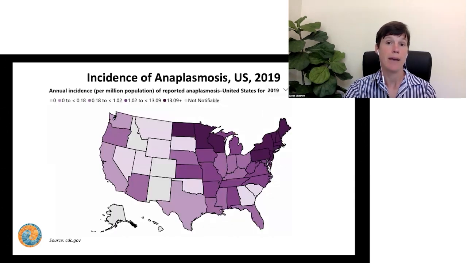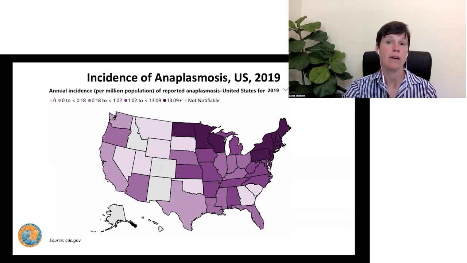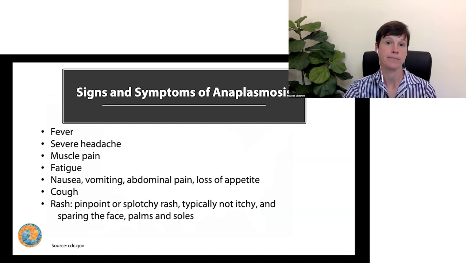So here we have the map. The darker the purple, the more cases or higher incidence of anaplasma is seen. The Northeast and the North Central states are the top areas. And so here are the signs and symptoms.